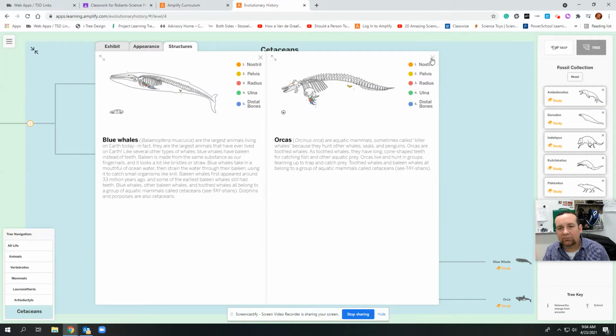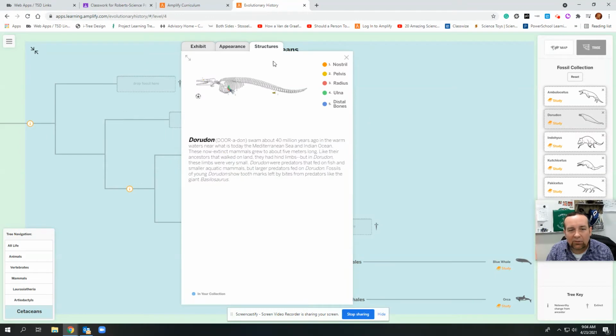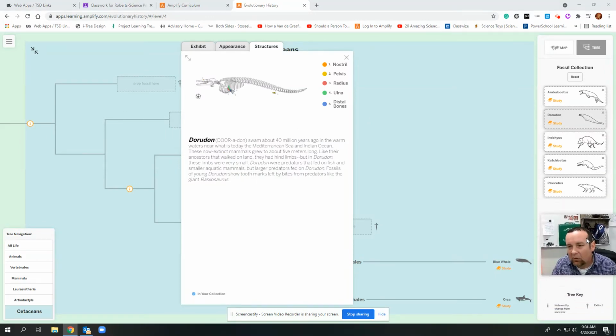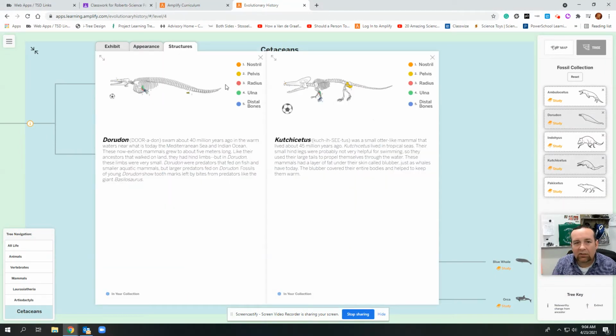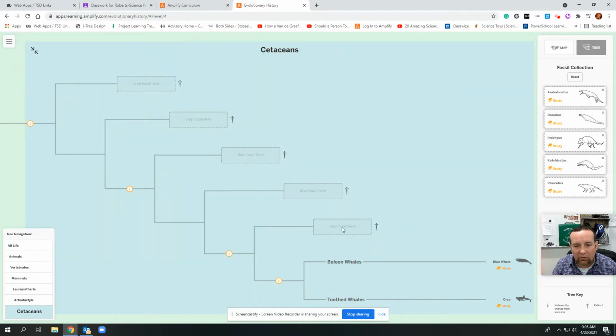So let's do that. One of these two, either the Durodon here or the Cuchicitus, is going to go in location one right here. We have to decide that. One of the things that could help us is if we click these little eyes, we can get some information as to what those changes are down the road.